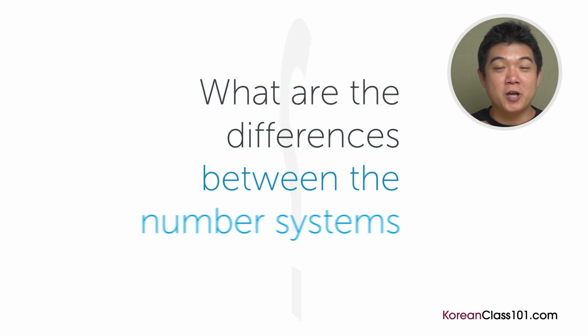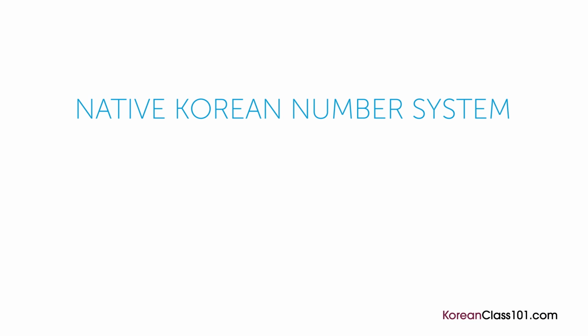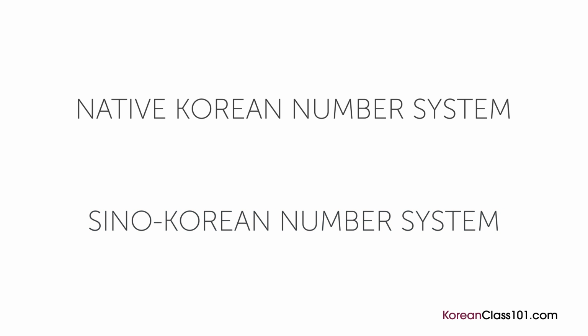The question for this lesson is, what are the differences between the number systems in Korean? There are two number systems in Korean. One is called the native Korean number system, and the other is called the Sino-Korean number system.